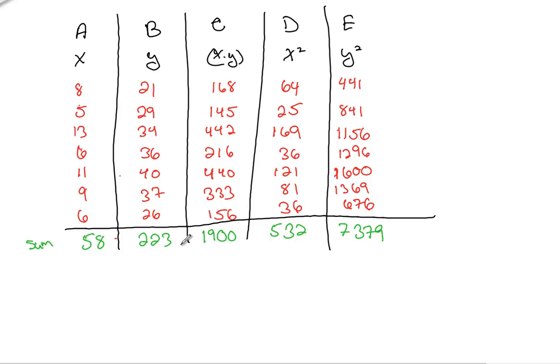So I have the sum of each of my columns. The only other thing that I'm going to need is my n. Remember, the n is the number of rows. I've got 1, 2, 3, 4, 5, 6, 7 rows. So that is what my n is, 7.